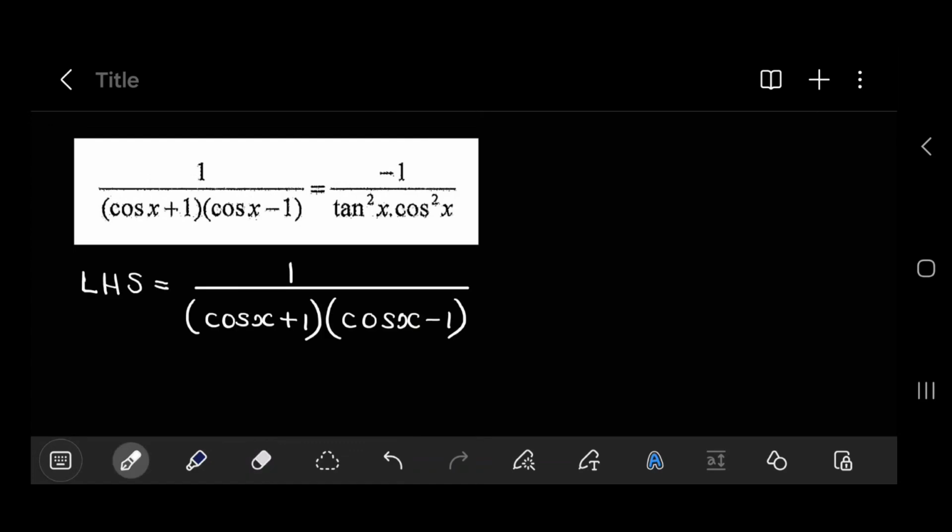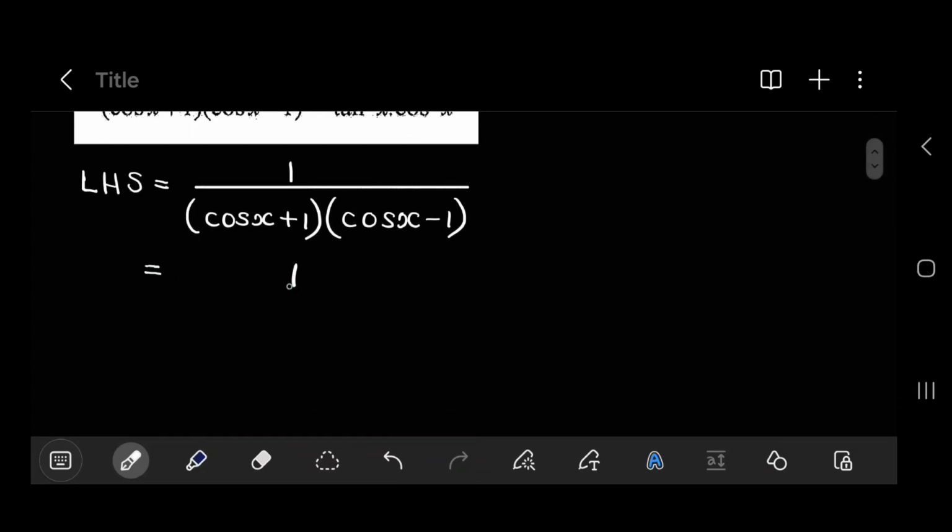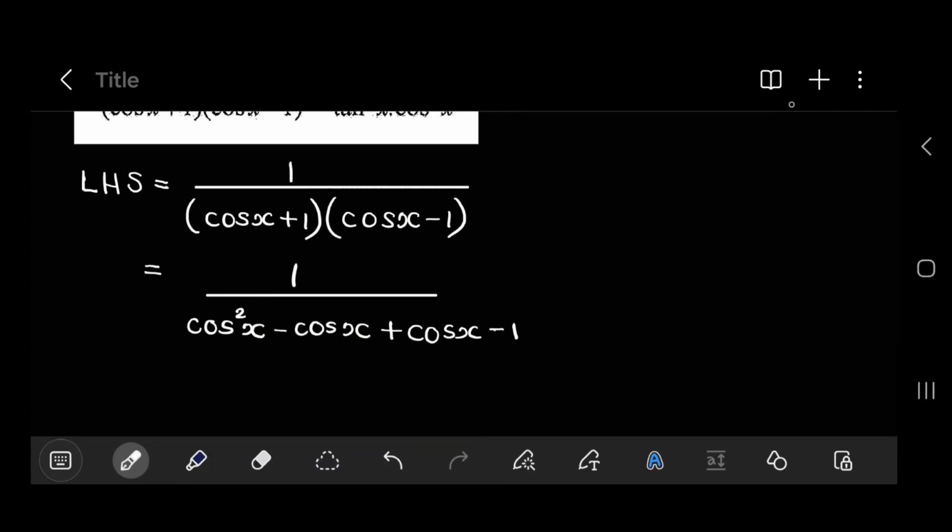So here's what we have: 1 over cos x plus 1 times cos x minus 1. Let's simplify that denominator. Seeing that our brackets are different, you would obviously have to apply the FOIL method here and then gather like terms. So we're going to have cos x times cos x, which is cos squared x. Then cos x times negative 1 is negative cos x. Positive 1 times cos x is positive cos x, and positive 1 times negative 1 is negative 1.